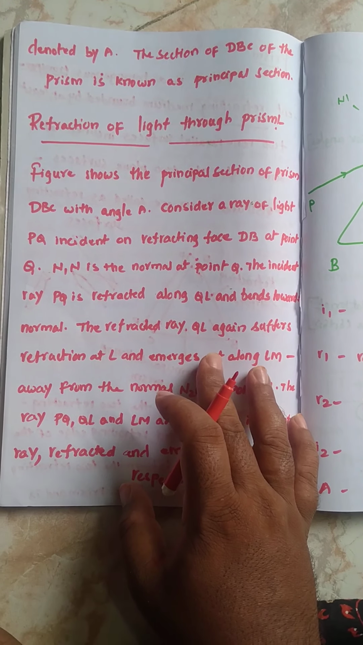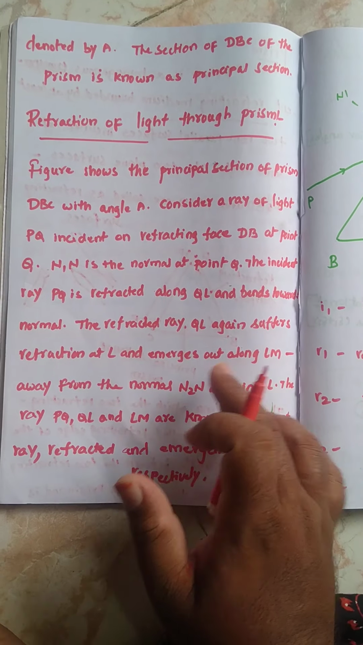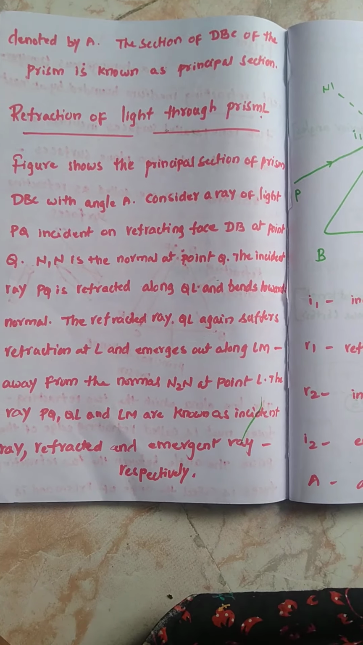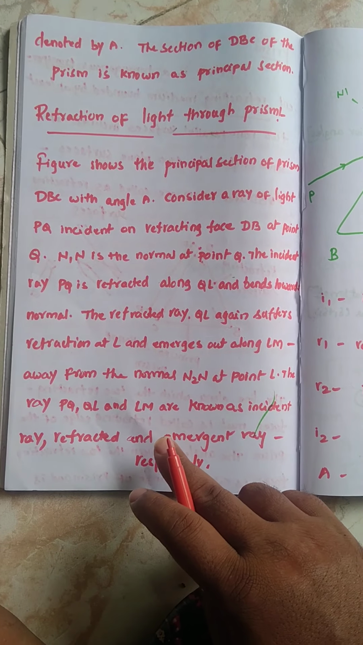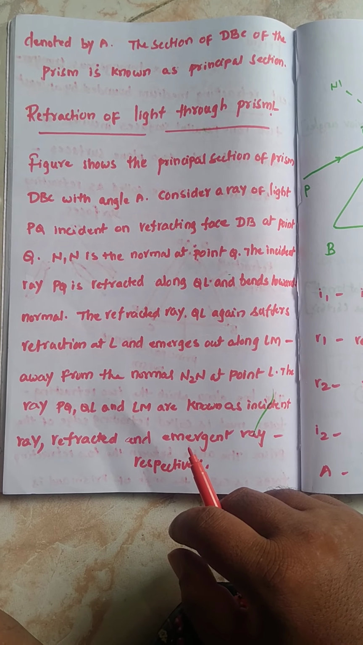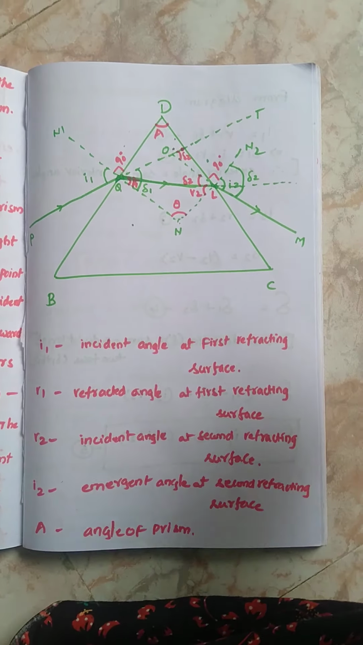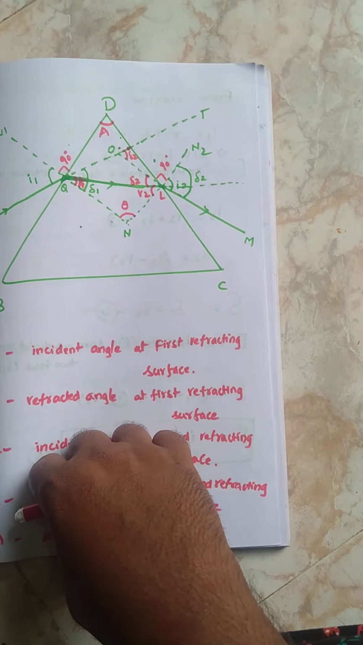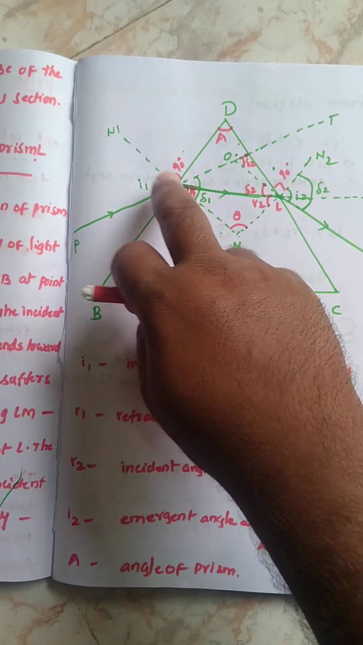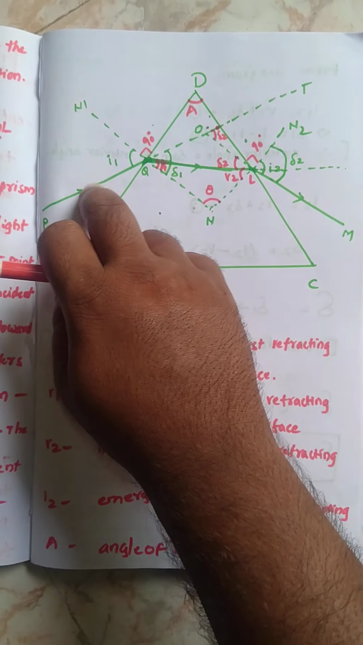Next, the refracted ray QL again suffers refraction at L, hence emerges out along LM, away from the normal N to N at point L. How it happens, we are going to discuss in this diagram also. The rays PQ, QL and LM are known as the incident ray, refracted ray and emergent ray respectively. See dear students, whatever I told, now I am going to discuss in the form of a diagram. It is a principal section of the prism. So it is an incident light ray PQ. Whenever an incident light ray passes from a rarer medium to a denser medium, here it is air.